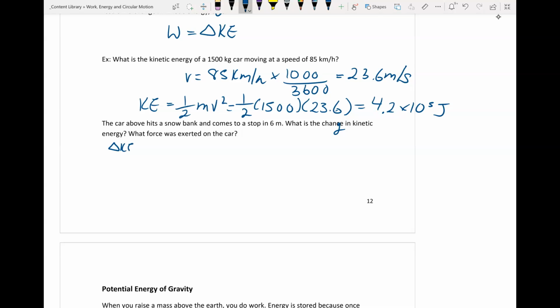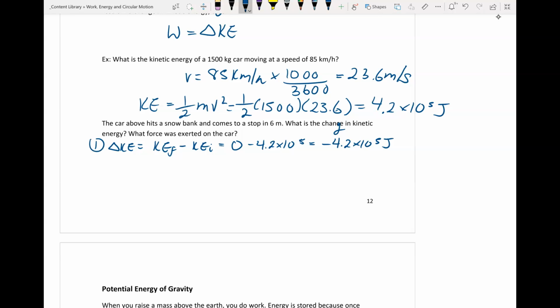So our change in kinetic energy is going to be the final kinetic energy minus the initial kinetic energy. Our final kinetic energy should be 0 because it comes to a complete stop, so there is no energy there. But our initial energy, we just found that in the previous example, and it's 4.2 times 10 to the power of 5 joules. So our final answer is negative 4.2 times 10 to the power of 5 joules. And that is our change in kinetic energy.